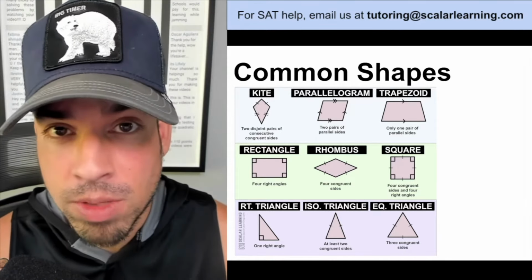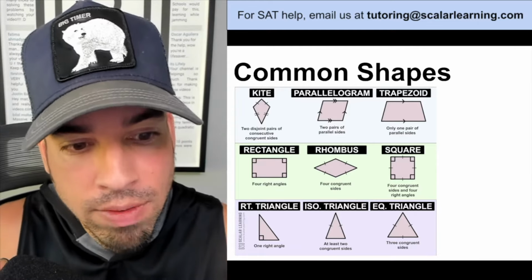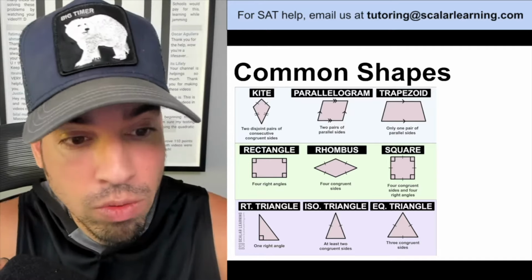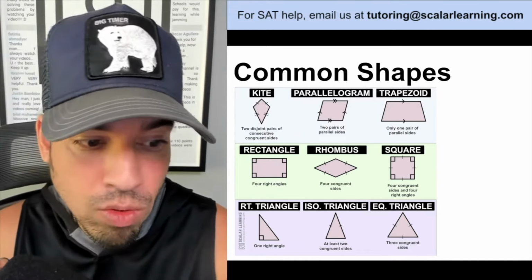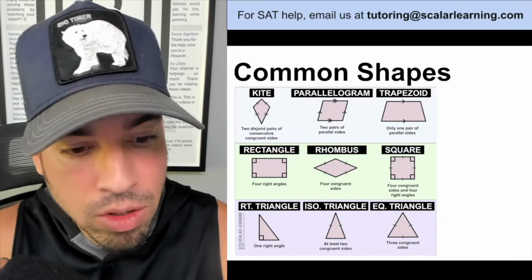Then we have a parallelogram. These show up all the time. The opposite sides are parallel, right? And then we have a trapezoid, and I have recently seen a trapezoid area question, which we're going to go over that formula as well later on. Rectangle, pretty common. Square, pretty common. A rhombus has 4 congruent sides. Also, the opposite angles are congruent.